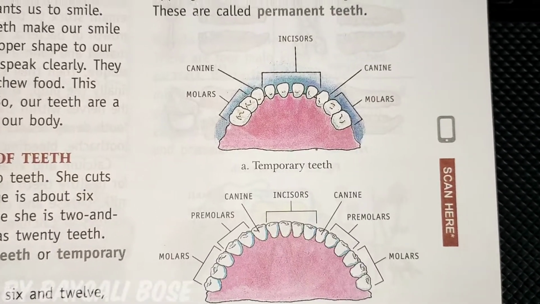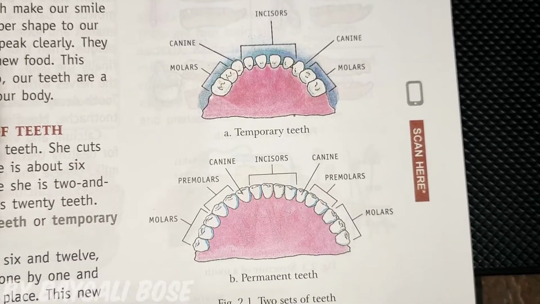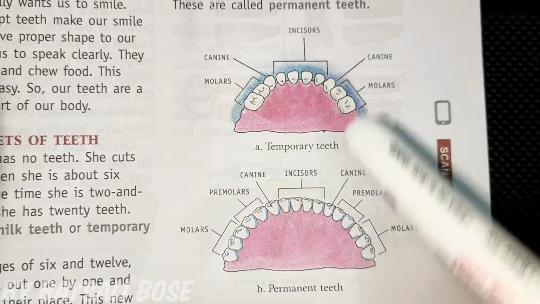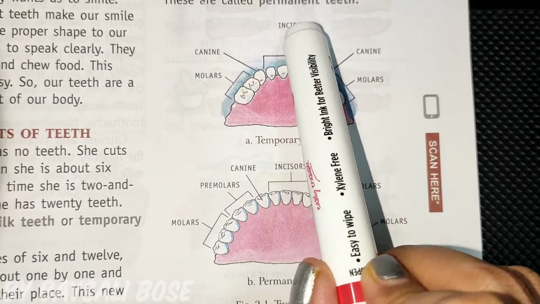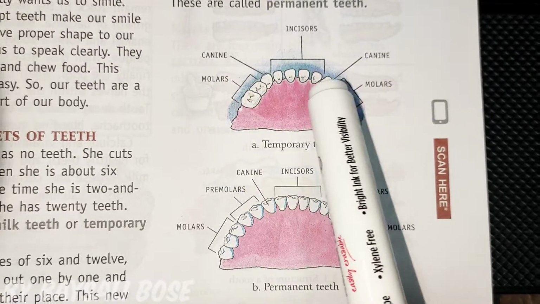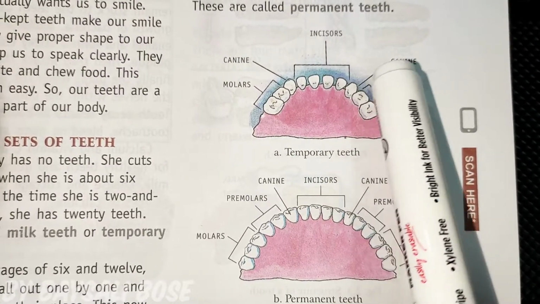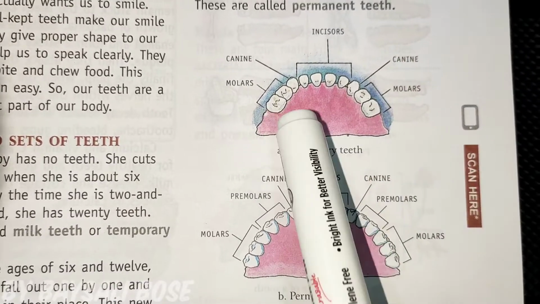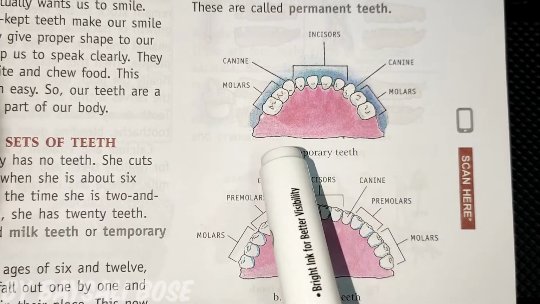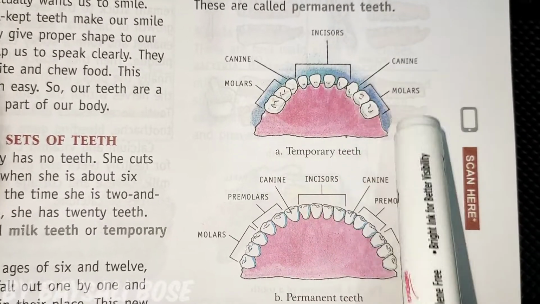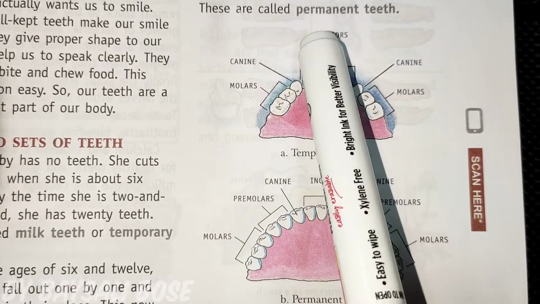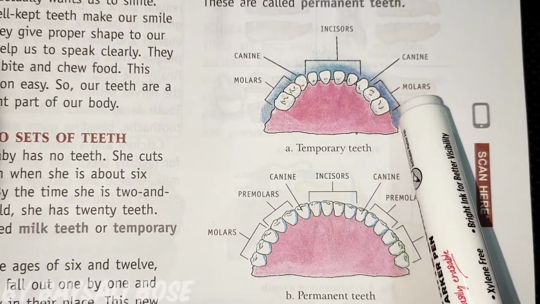Now you can see this picture. In this picture, these teeth are known as incisors. These are the front 4 teeth. And next, beside the incisors, what are there? There are canines, and then the molars. This is the set of temporary teeth. So in temporary teeth, you have only incisors, canines and molars.